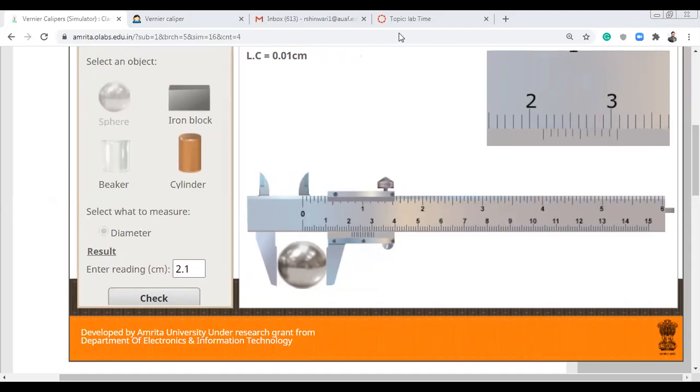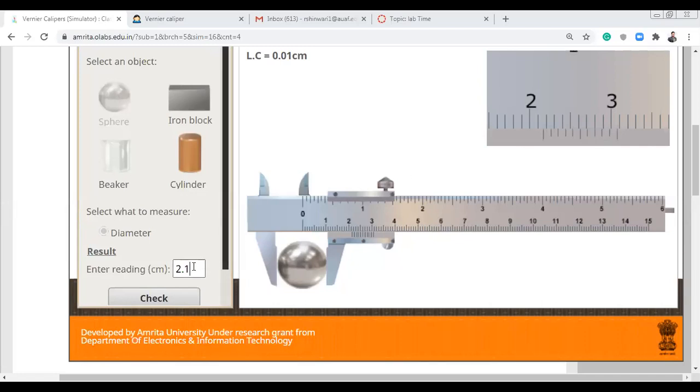Among these, one is parallel to the main scale reading. Which one is it? For example, 8, starting from here, 1, 2, 3, 4, 5, 6, 7, and 8. This is your 0 point. So 1, 2, 3, 4, 5, 6, 7, 8, 9, and 10. So the 8th one is parallel. Clear?